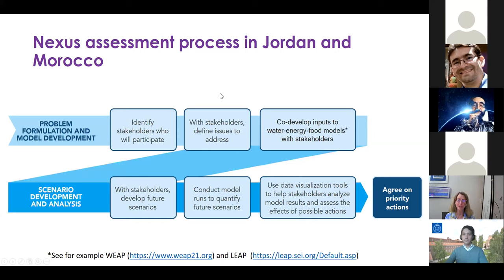It's an iterative process. So each time we run the models, we share with stakeholders, it helps them explore deeper options, and we do some iterations. What if we did this instead of that? So we're in the middle of that process right now. We don't have the answers, but it's been a pleasure working with colleagues in Jordan and Morocco along the way.